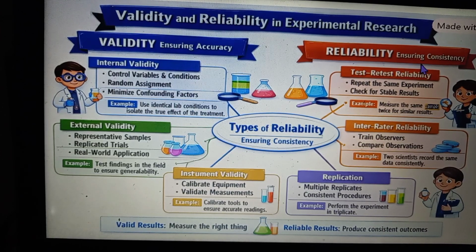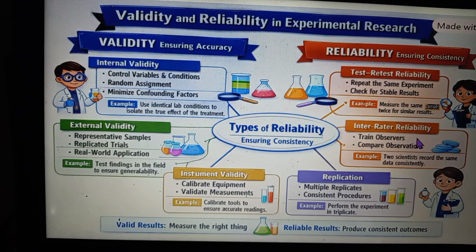Now let's move on to reliability. Reliability ensures the consistency of the result. For test-retest reliability in experimental research, you can repeat the same experiment. If you get the same result, it means it has good reliability. You have to check for the stability of the result. For example, measure the same sample twice for a similar result.